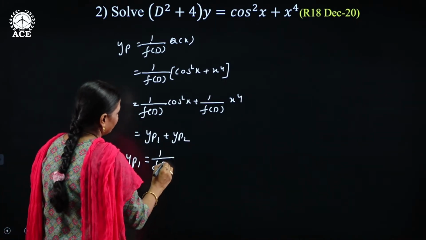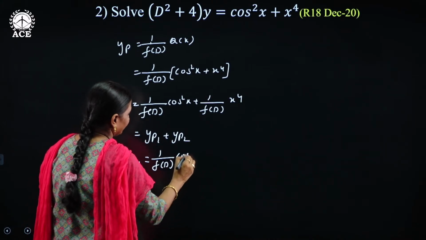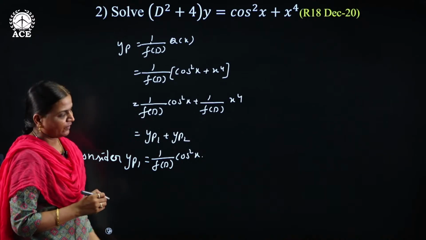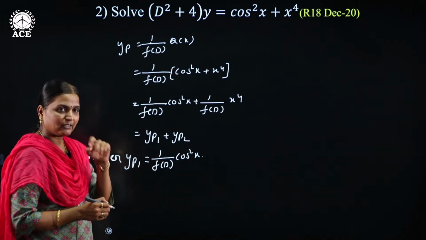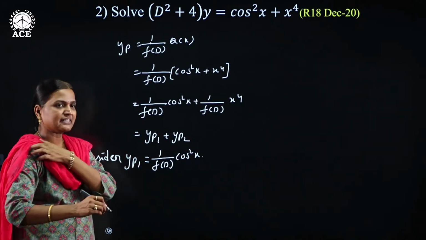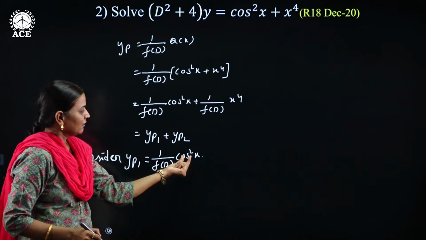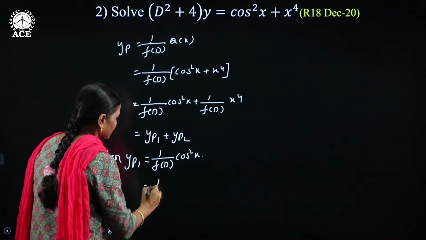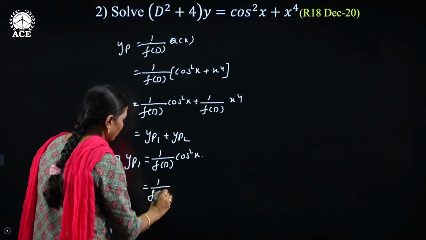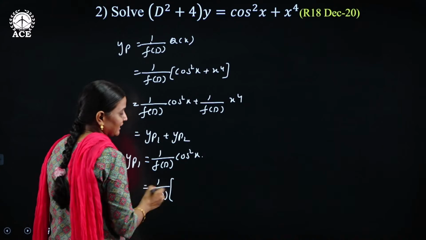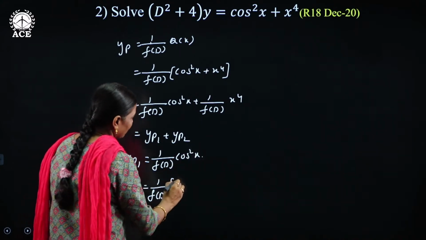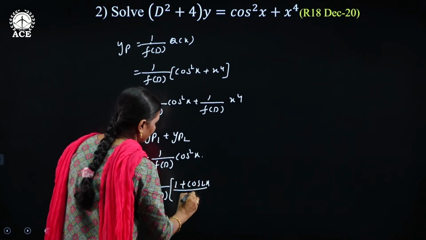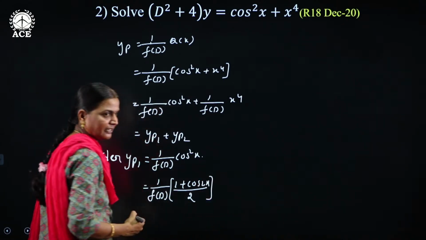What is yp1? 1 by f of d into cos square x. Observe clearly, it is not in the linear form. When q of x equals sin ax or cos ax, we have a method. But here we have cos square x. How to write this cos square x? Write it in linear form, that is 1 plus cos 2x by 2.